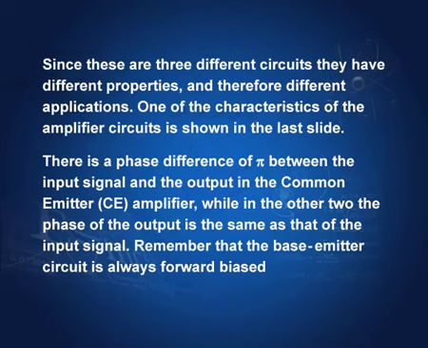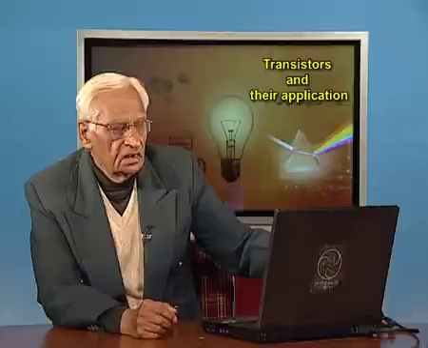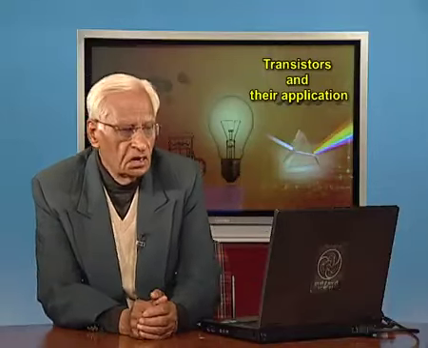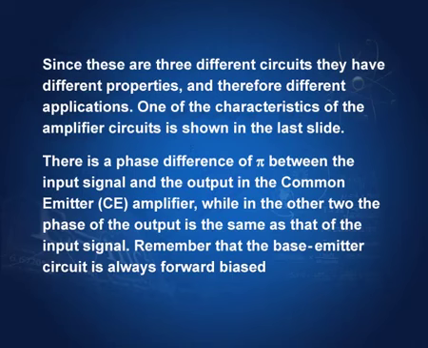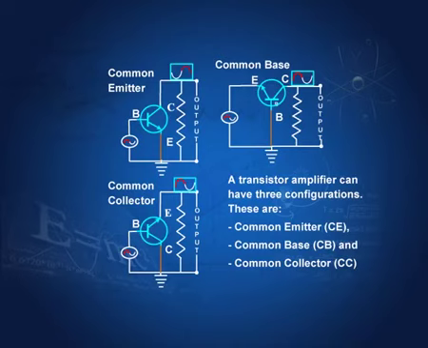Since these amplifier circuits are different, they have different properties and different applications depending on those properties. One of the characteristics of the amplifier circuit, shown in the last slide, is this phase difference which I have already emphasized. The output is out of phase with the input, a phase difference of pi. Here they are in the same phase, and here they are in the same phase. So this is one of the important characteristics of the three circuits. And the important thing to remember always is that the base emitter circuit is forward biased.